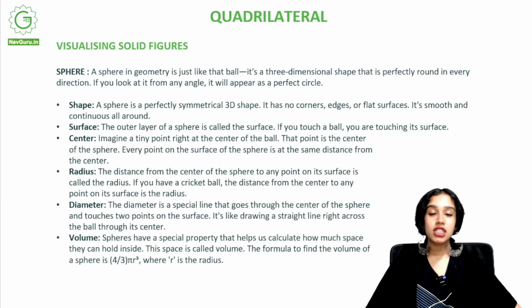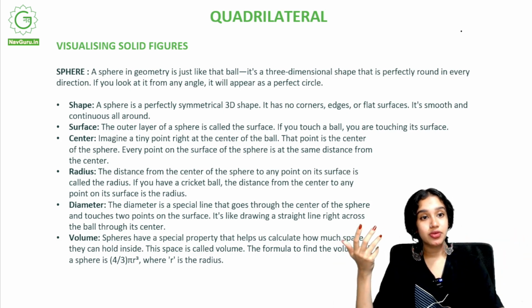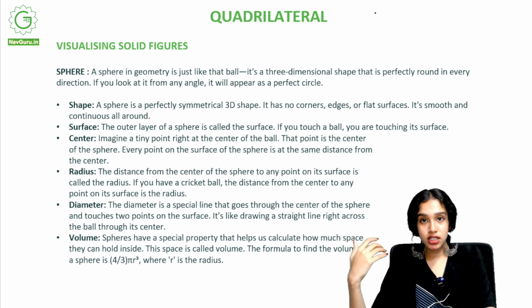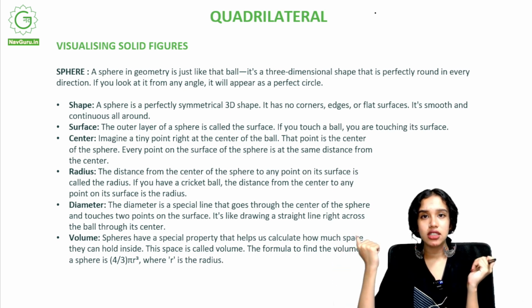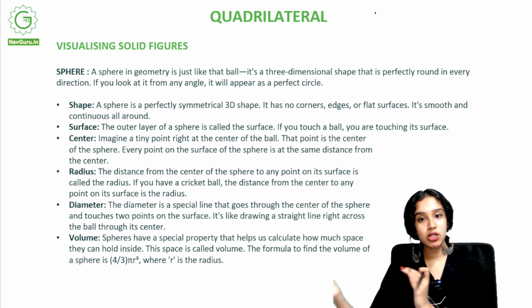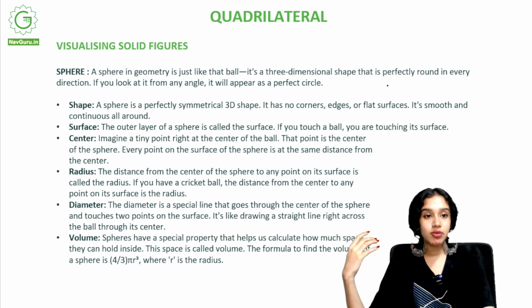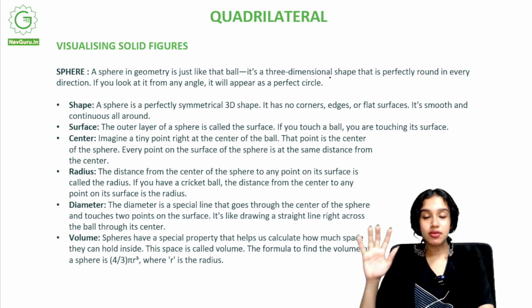Now, sphere. So, what is a sphere? We always thought that the earth is a spherical object, right? A sphere is a three-dimensional version of a circle, a total three-dimensional version. We see balls all around, like a football or something. This shape is called a sphere. A sphere in geometry is just like the ball. It's a three-dimensional shape that is perfectly round in every direction. If you look at it from any angle, it will appear as a perfect circle.